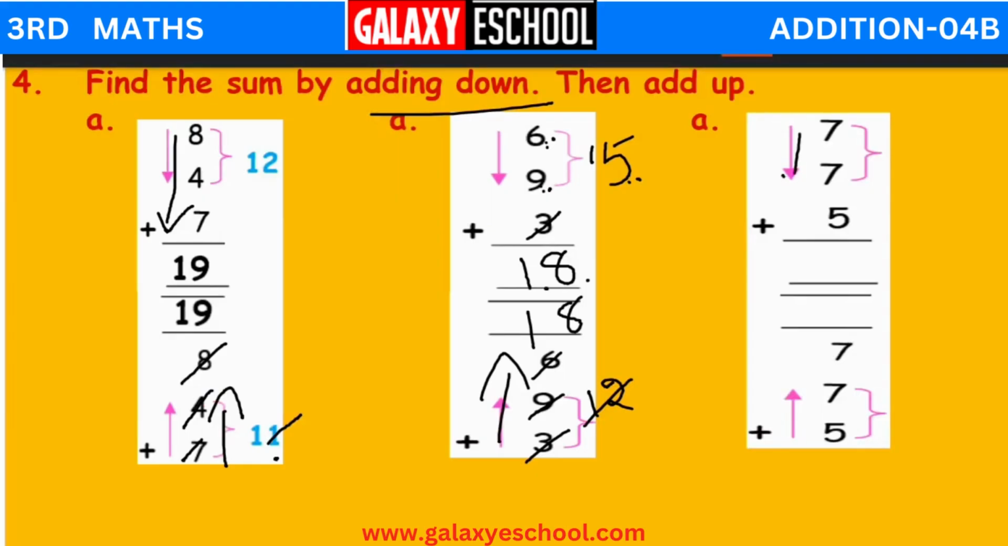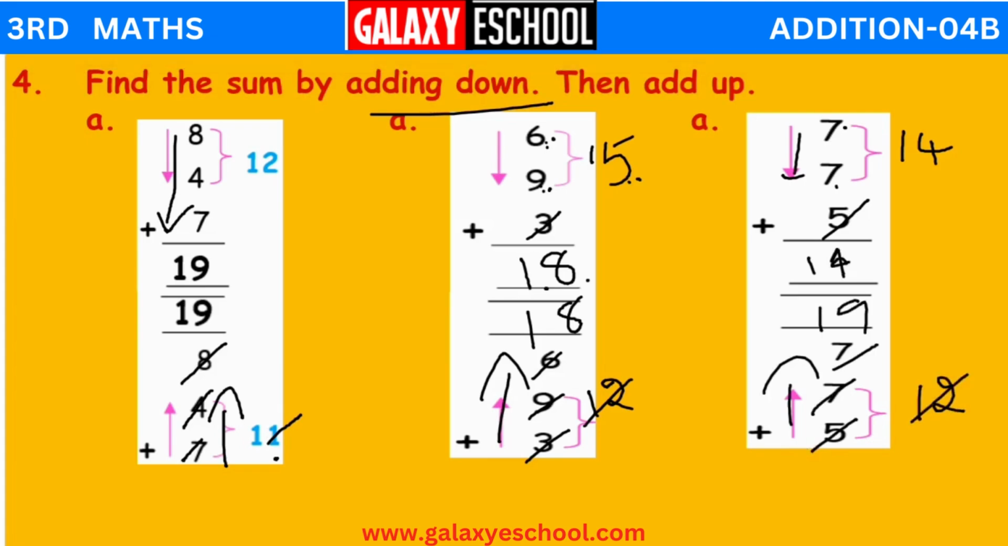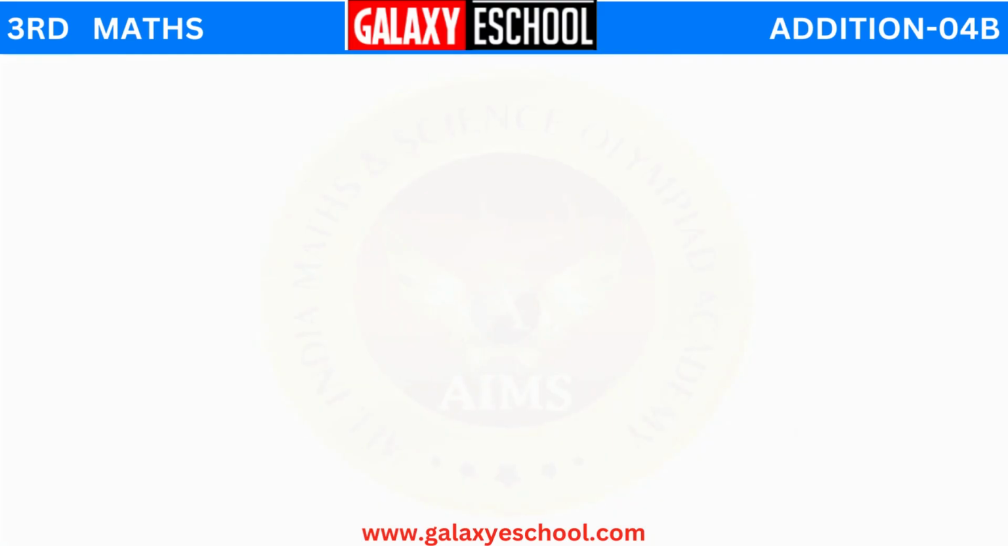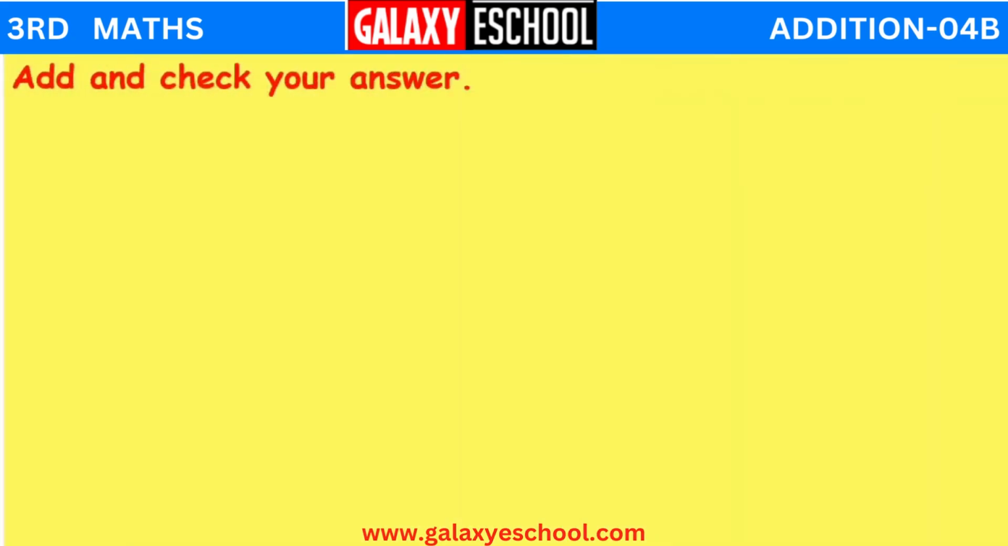Now again adding down. 7 plus 7 becomes 14. 14 plus 5 becomes 19. Adding up. 5 plus 7 becomes 12. 12 plus 7 becomes also 19. Yes children, this was all about adding down and adding up. I hope it was clear.